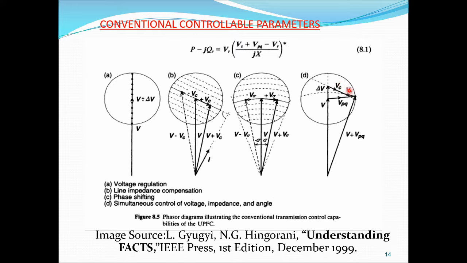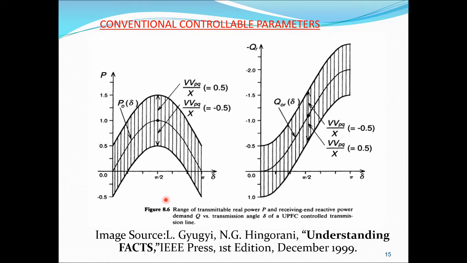This circle only plays a crucial role. In this particular circle only, I would like to control the parameters. The parameters here are voltage, impedance, and phase shifting or phase angle. These are nothing but conventional controllable parameters. The theory part we can learn in the PDF which I have provided for you.